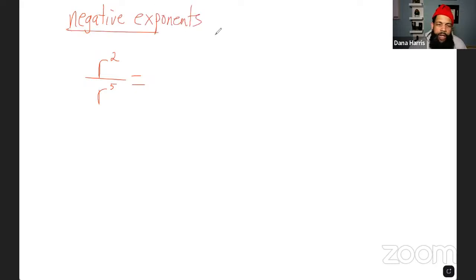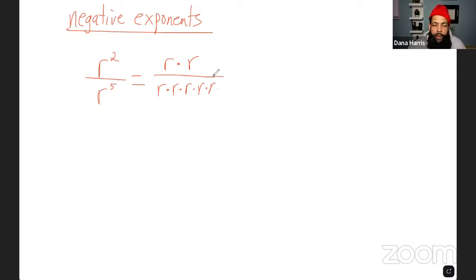So let's go to the whiteboard, right? So let's say if I have r to the second power over r to the fifth power, right? We're talking about the negative exponents. All right. So how do we get this rule? Well, if we write these out in expanded form, r to the second power is r times r, and r to the fifth power is 5 r's, right?